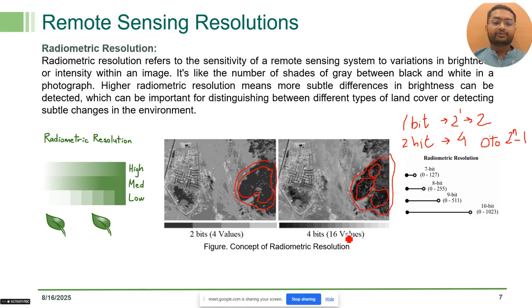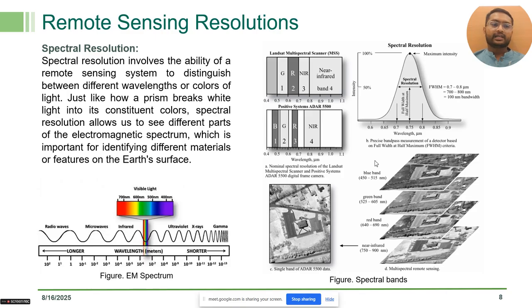And here, for the same image, if we use 4 bits of data, then we can show a greater amount of detail as well. So that is radiometric resolution. Now the last one is the spectral resolution.